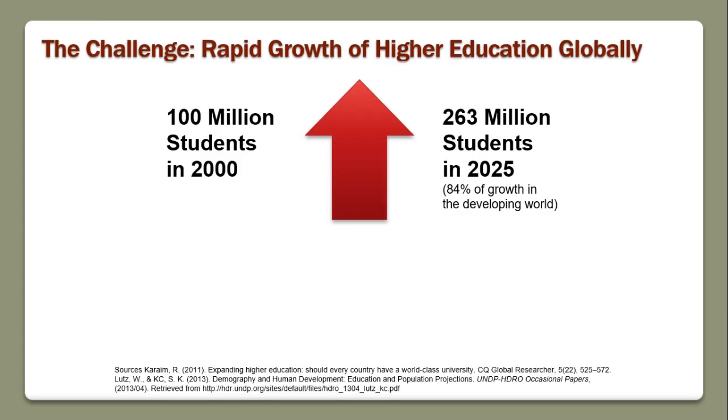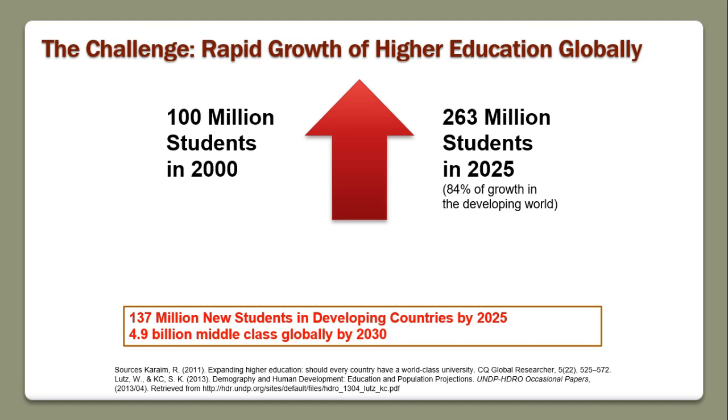So why do we need to look at these new models? Well, ultimately, the challenge that we're most interested in, and I think the biggest opportunity globally, is that globally, higher education is expanding from 100 million students in 2000 to 263 million students in 2025. 84% of that growth is happening in the developing world. And a lot of that's what's called the emerging middle class. So 4.9 billion middle class globally by 2030. And the design parameters are very different for this audience. So, and that really affects your approach. So I use some examples.